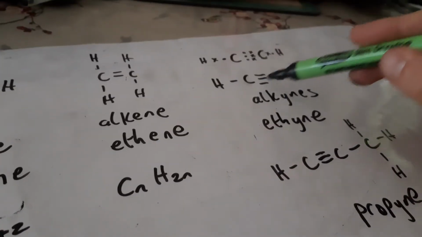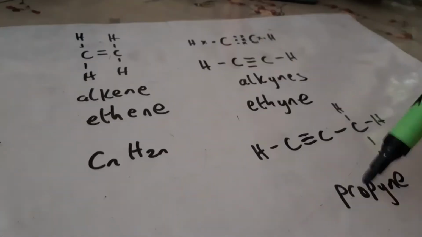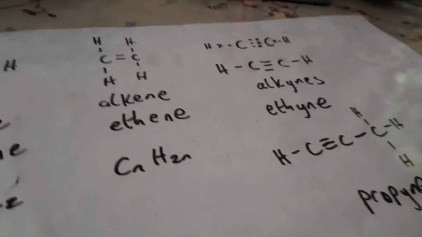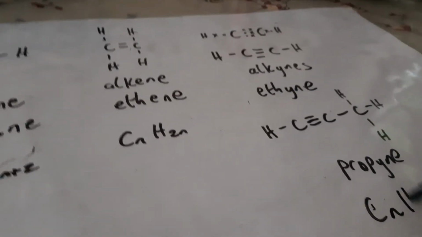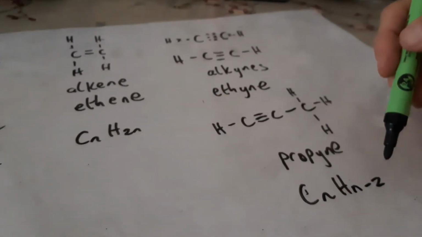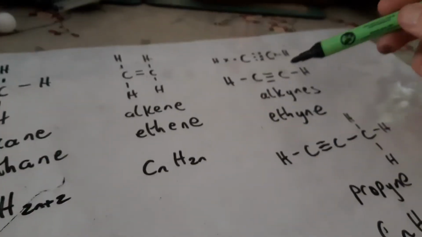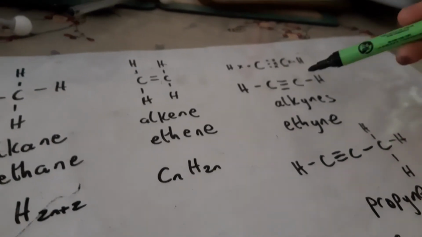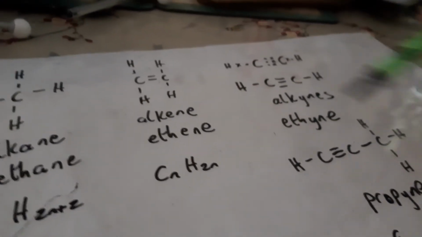So 2 carbons, ethyne, 3 carbons, propyne. The family is alkynes. And the general formula is CnH2n-2. Like that. All right. Realistically, guys, you're only going to be ever asked to draw the second or third member of that particular homologous series.